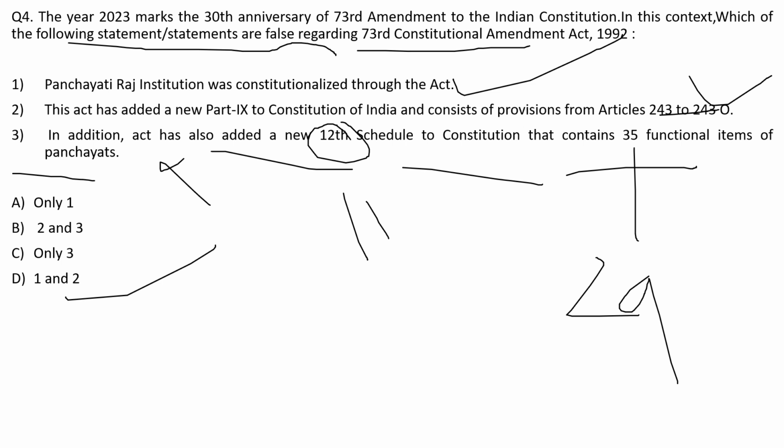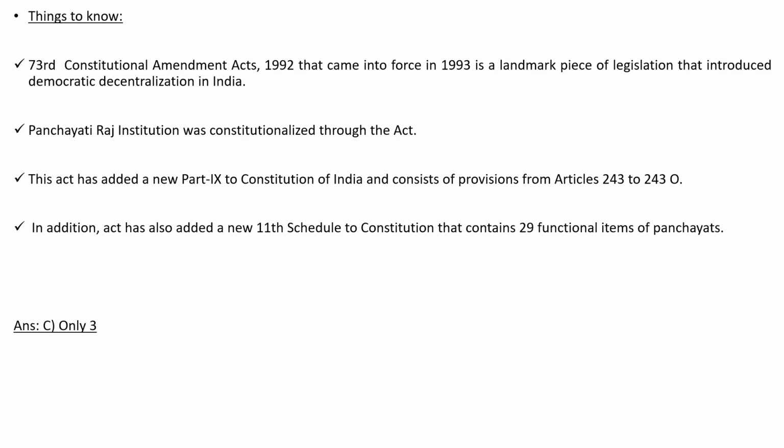1 and 2 are correct. That is D is correct. So D is correct, but the question asks which is false. So 3 is wrong. So that is the main trick in the UPSC paper. The question asks which one is false. So 3 is false.